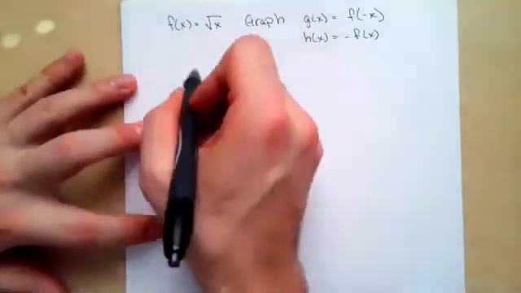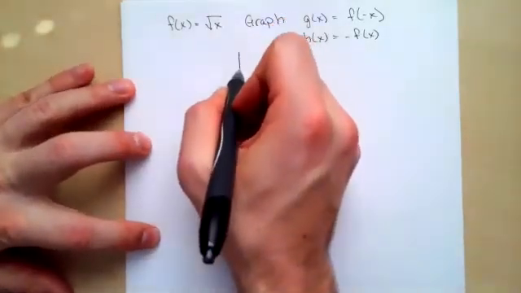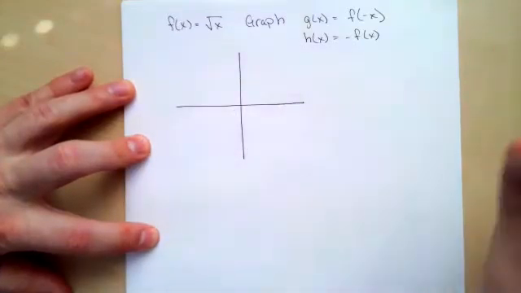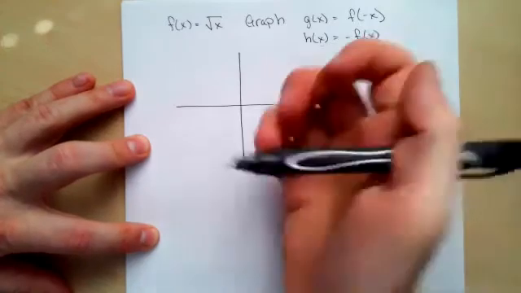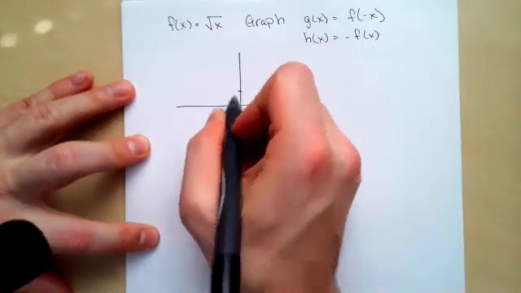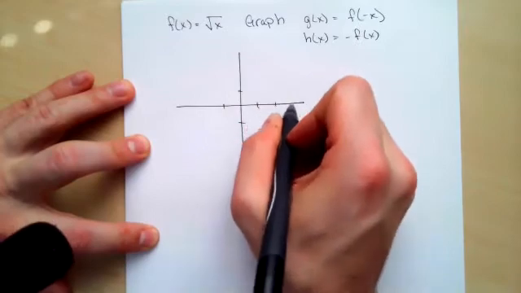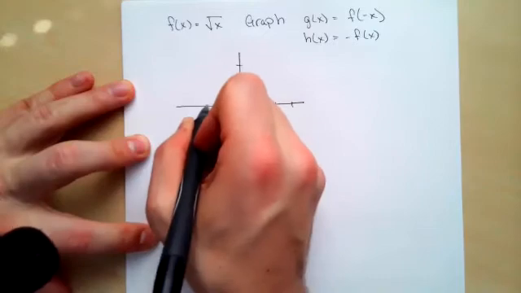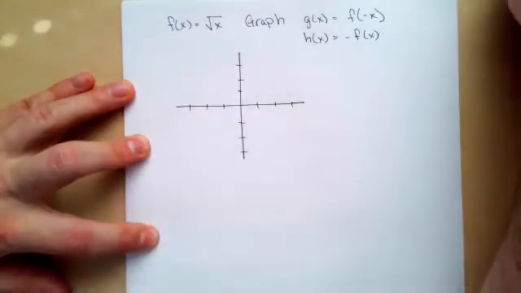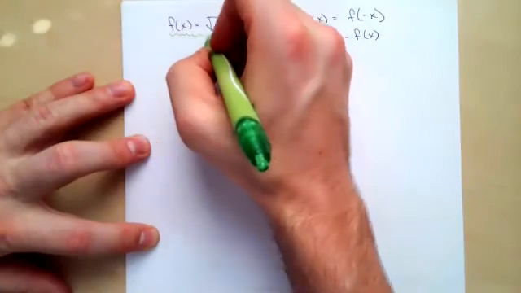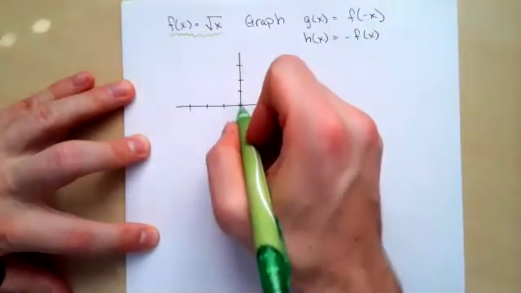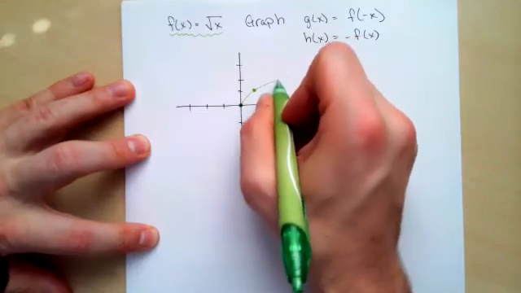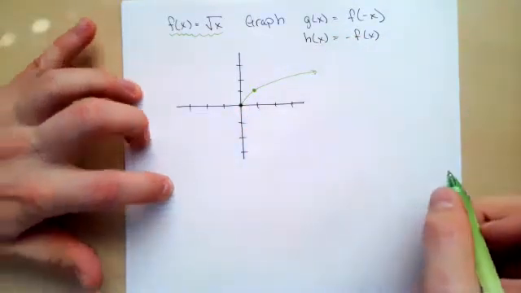So let's see, let's do these in color since we got 3 graphs. So let's keep our f of x in green. Let's put a grid here. So our square root of x had our base point 0, 0, had a point 1, 1, and then went like a sideways parabola.